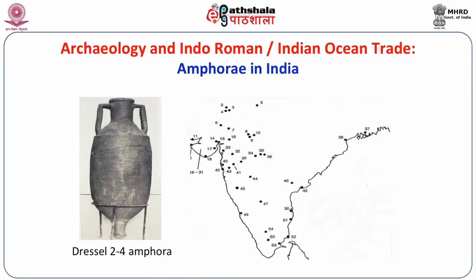What do you see in this particular image is a Dressel 2-4 amphora. It was an Italian amphora. This complete specimen is not from India. It is just a sample to show the similar type known as Dressel 2-4 type that is found in several sites. This is another important ceramic.